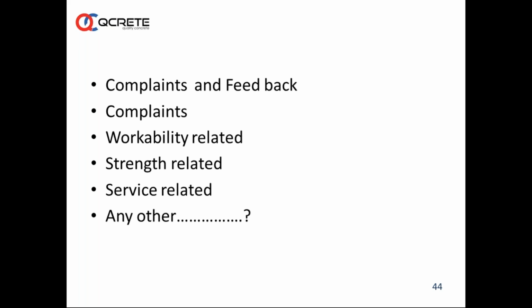Complaints and feedback are part of QAQC systems actually. Complaints can be workability related actually. Everybody wants perfection in workability, but we need to understand that it is not a very simple task for a ready-mix concrete company to make the concrete truck travel for 2 hours and deliver the concrete at plus or minus 25. It is a very tough task actually.